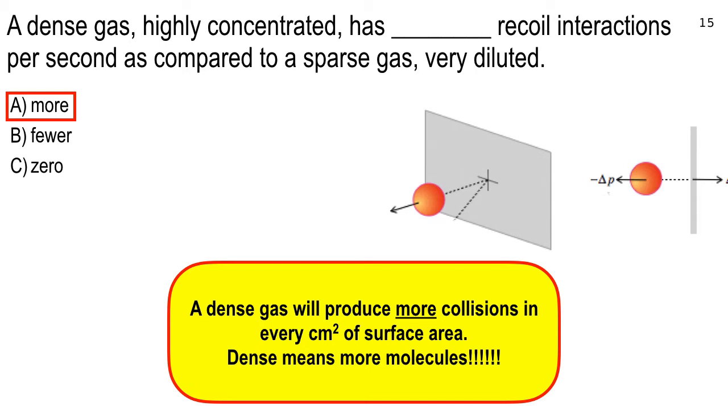The basic idea is simply this, that a dense gas means there's more molecules per cubic centimeter, more molecules per cubic light year, more molecules per cubic whatever you want. And therefore, for every square centimeter of surface, there's going to be more collisions.